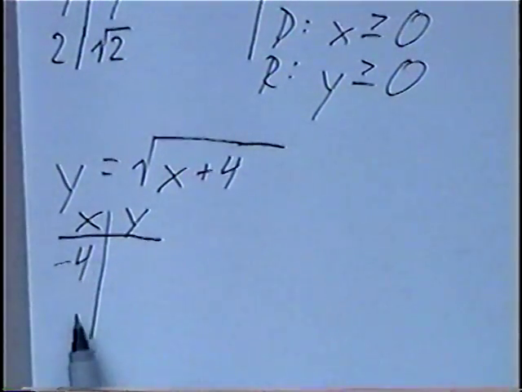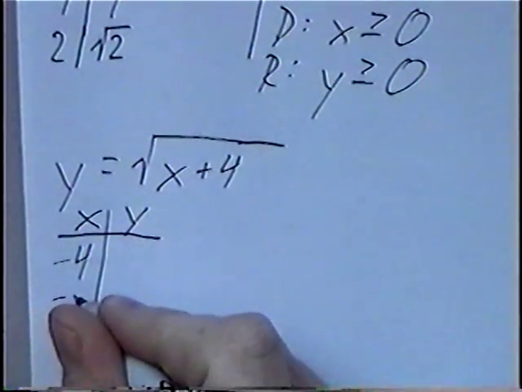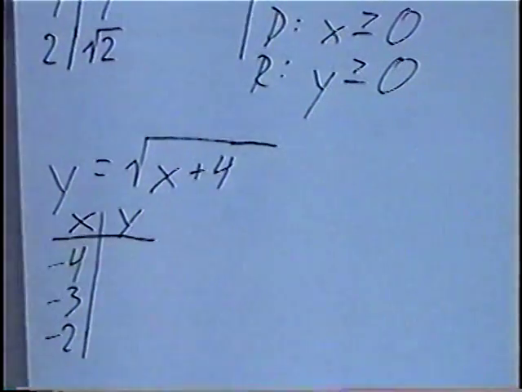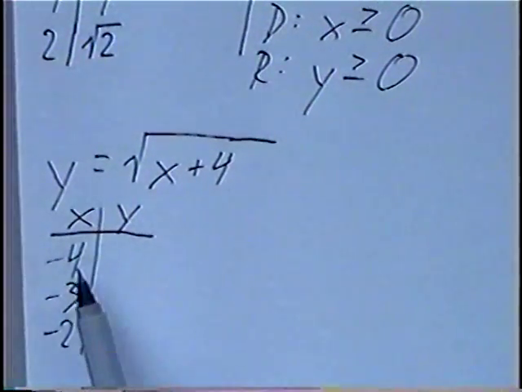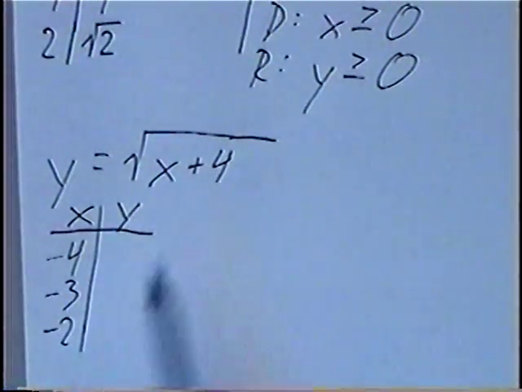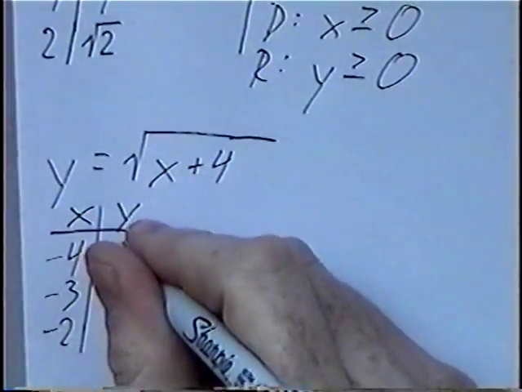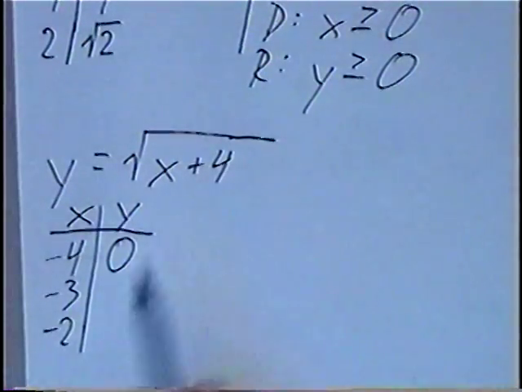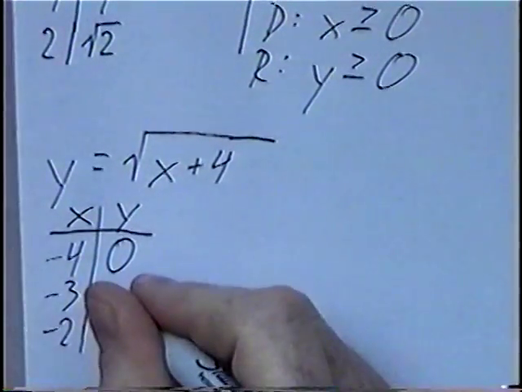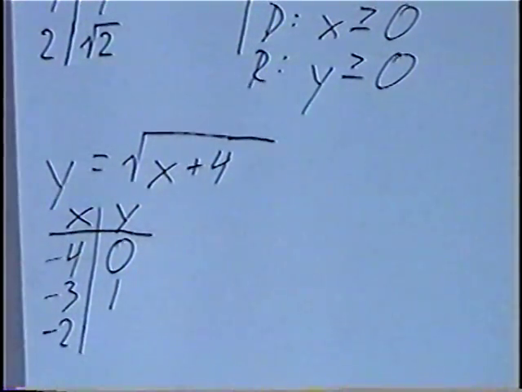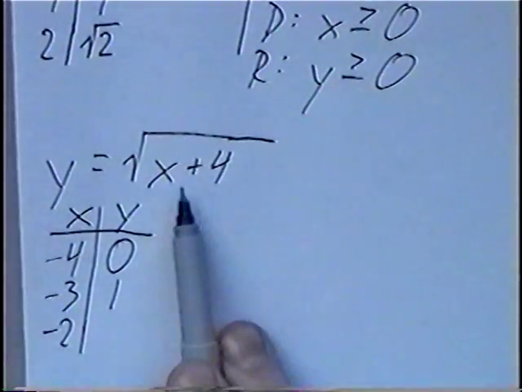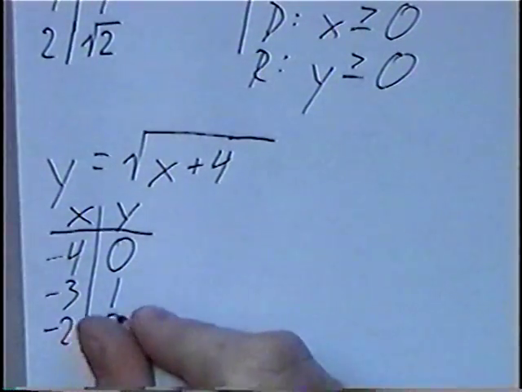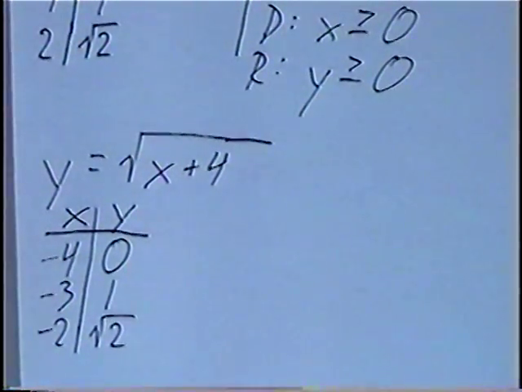And again, you can do a couple numbers past negative 4. We can do negative 3 and negative 2, so we get the correct shape for the graph. Plugging a negative 4 in, negative 4 plus 4 would be 0, and the square root of 0 would be 0. Negative 3 plus 4 would be 1, and the square root of 1 would be 1. And negative 2 plus 4 would be 2. Taking the square root of 2, we can leave that as the square root of 2.